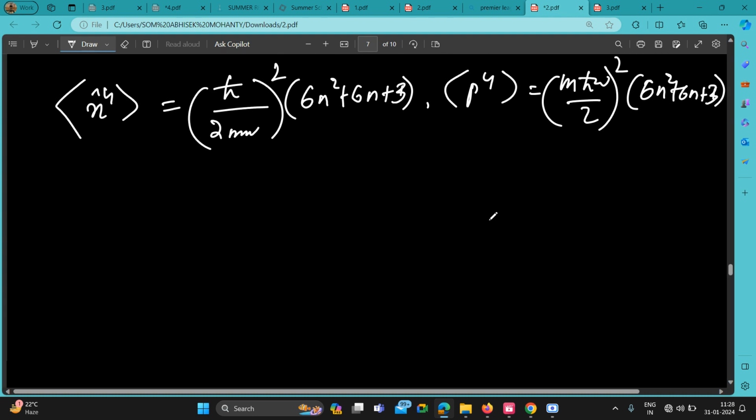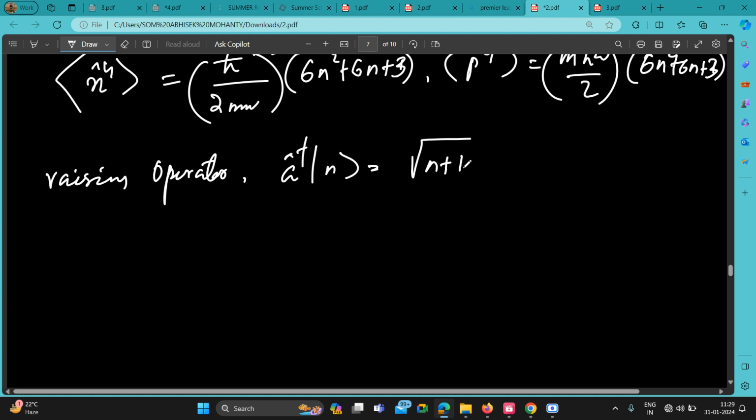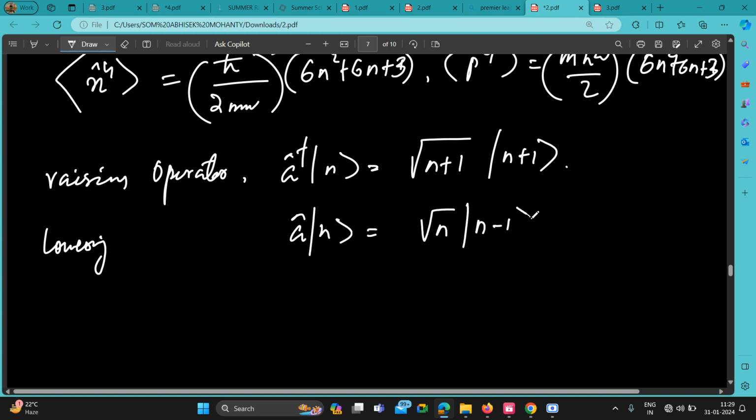Now, what is lowering and raising operator? Raising operator means the one that will raise the value. Raising operator would be what? Root over n plus 1, n plus 1. Lowering operator, root n, n minus 1.